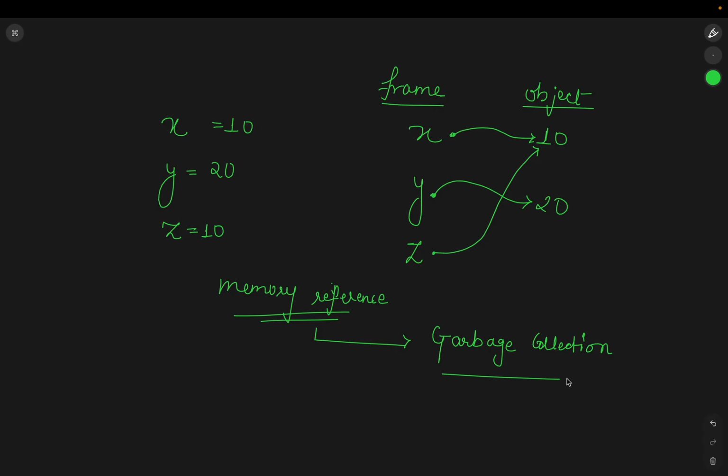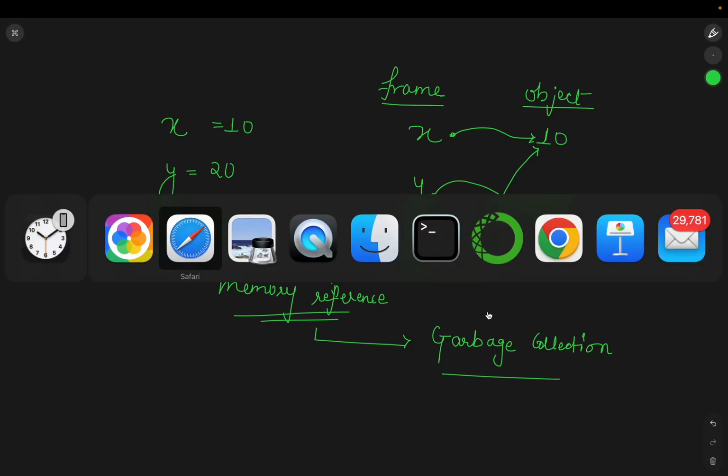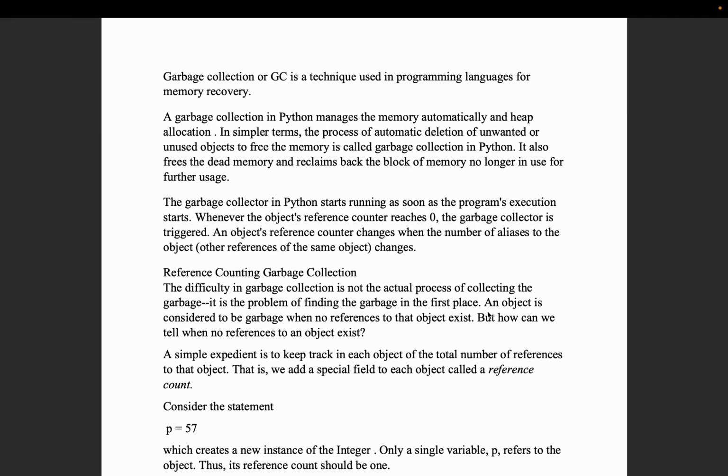Now, as you guys know, in Python, everything is getting stored with the help of memory reference, right? We are not storing everything directly. It is completely with the help of memory reference, and with the help of this memory reference, garbage collection will come into the picture. Let me take you to the PDF.